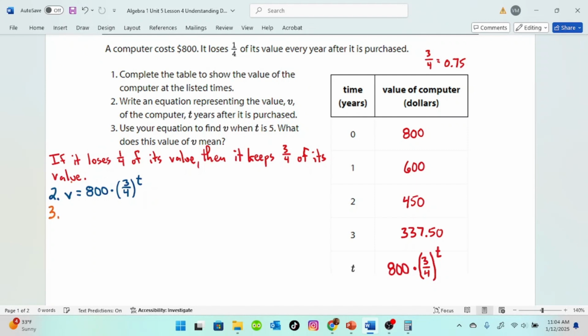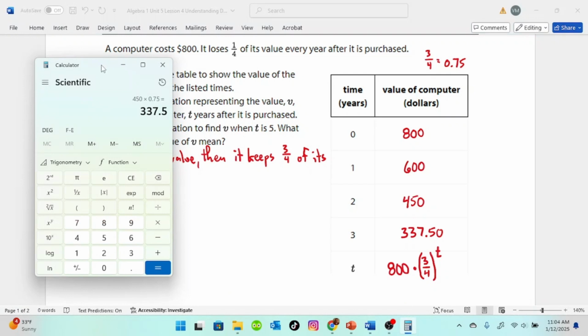And now number 3, use your equation to find v when t is 5. What does this value of v mean? So we're going to say v equals 800 times 3/4 to the power of 5.